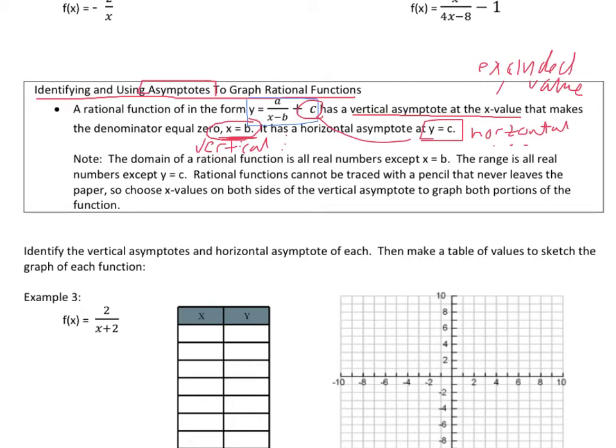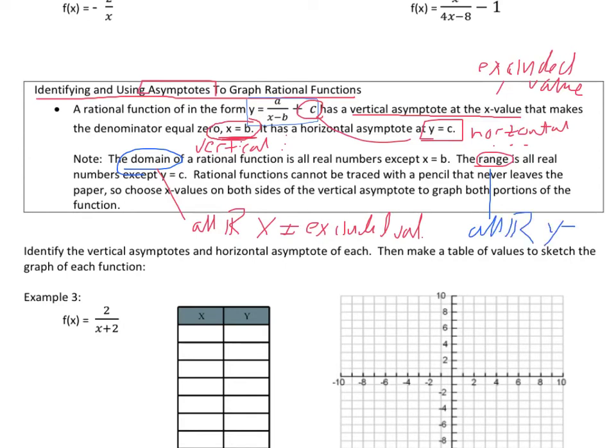Something important to consider, we've talked about this many times before, about domain and range of these kinds of functions. The domain of a rational function is all reals except your excluded values. The range is all reals except y cannot be the c value, that is, that horizontal asymptote.